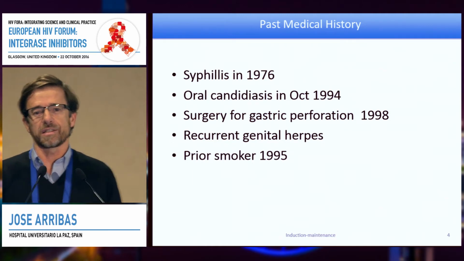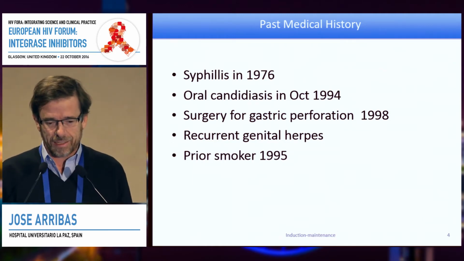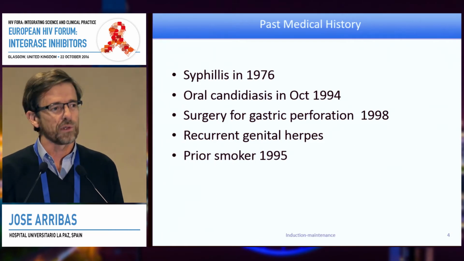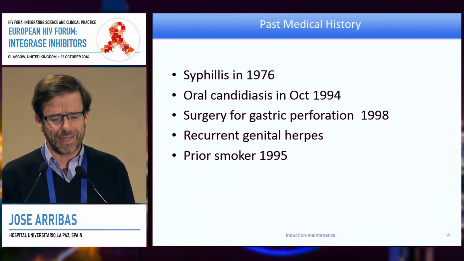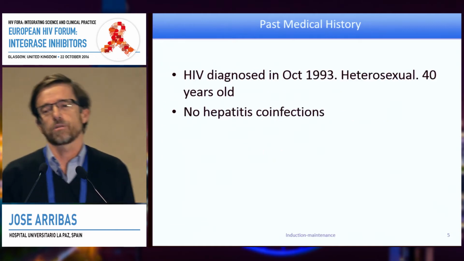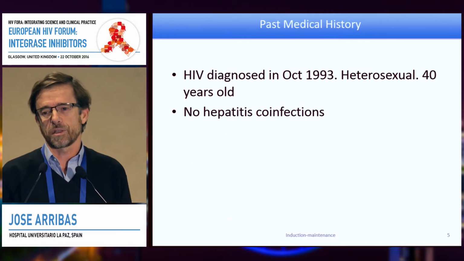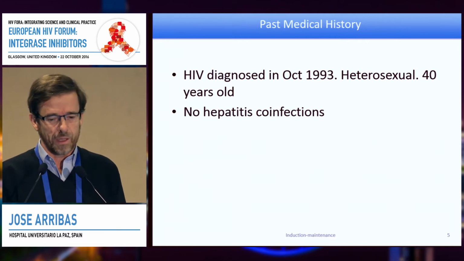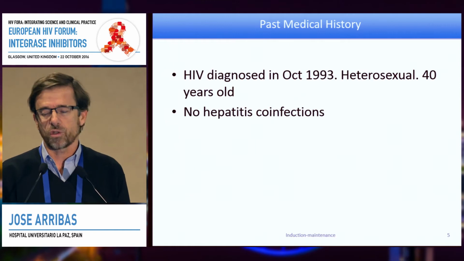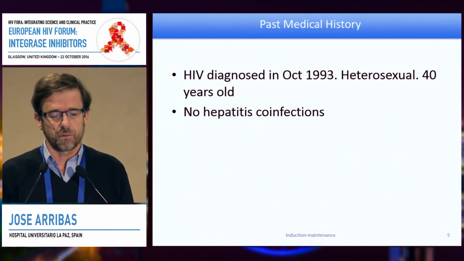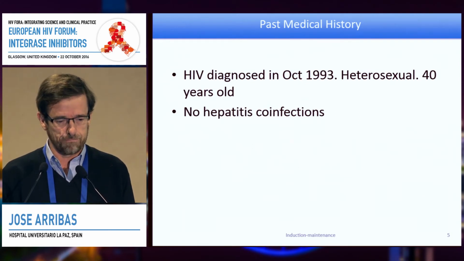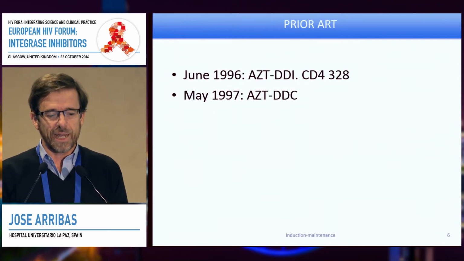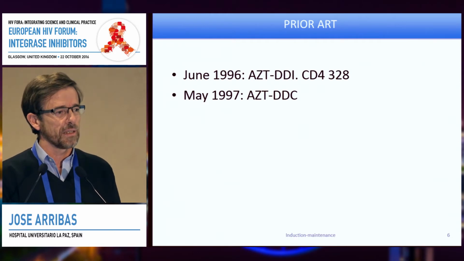Had syphilis in '76, oral candidiasis in '94, surgery for gastric perforation in '98, recurrent genital herpes, and prior smoker until '95. So he was diagnosed with HIV in '93, so we are talking here about a 23-year history. He was 40 when he was diagnosed, so now he's 63, heterosexual, no hepatitis co-infections. So in June '96, we started him on AZT-DDI.